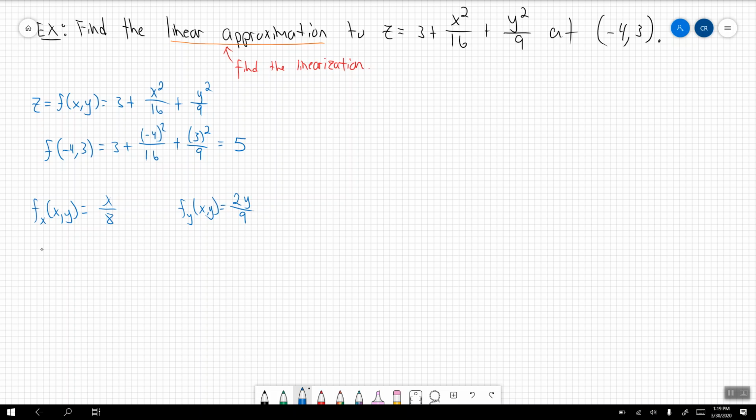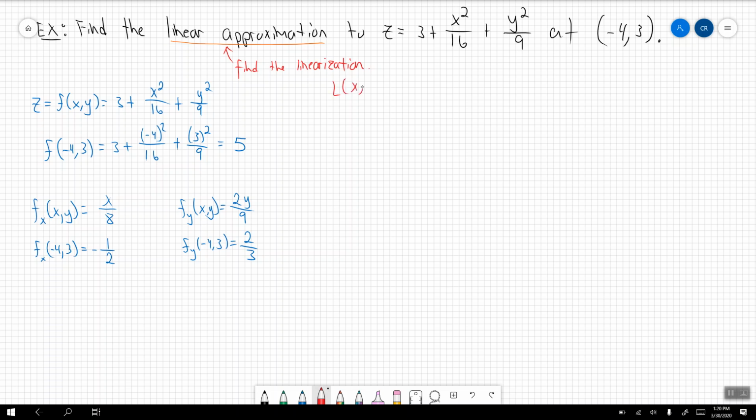Making my appropriate substitutions, the partial with respect to x at (-4, 3) is going to be -4 over 8, which gets us -1/2. The partial with respect to y at the point (-4, 3): the y value is 3, so that's 2 times 3, which is 6. 6 divided by 9 simplifies to 2/3. Nice. Once I have this, I have everything for my linearization.